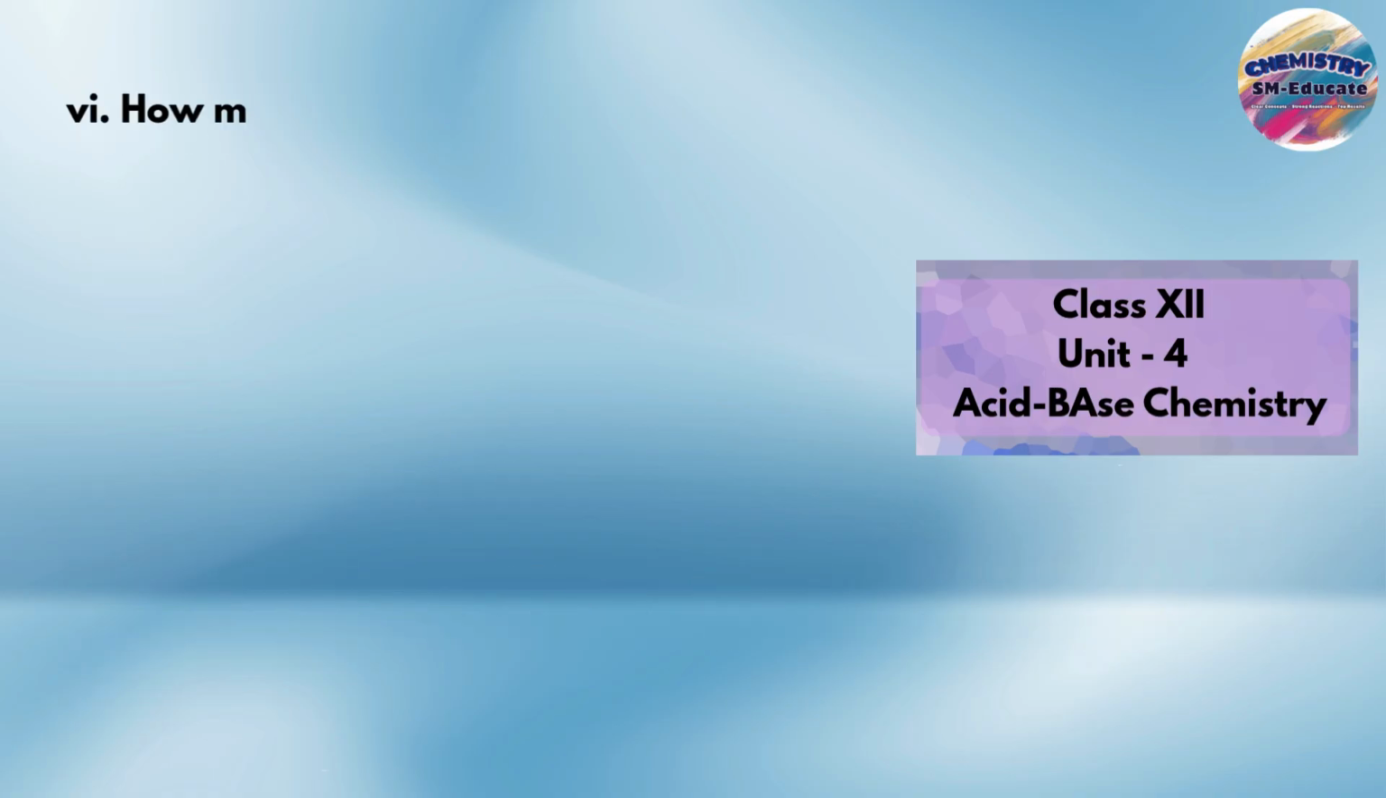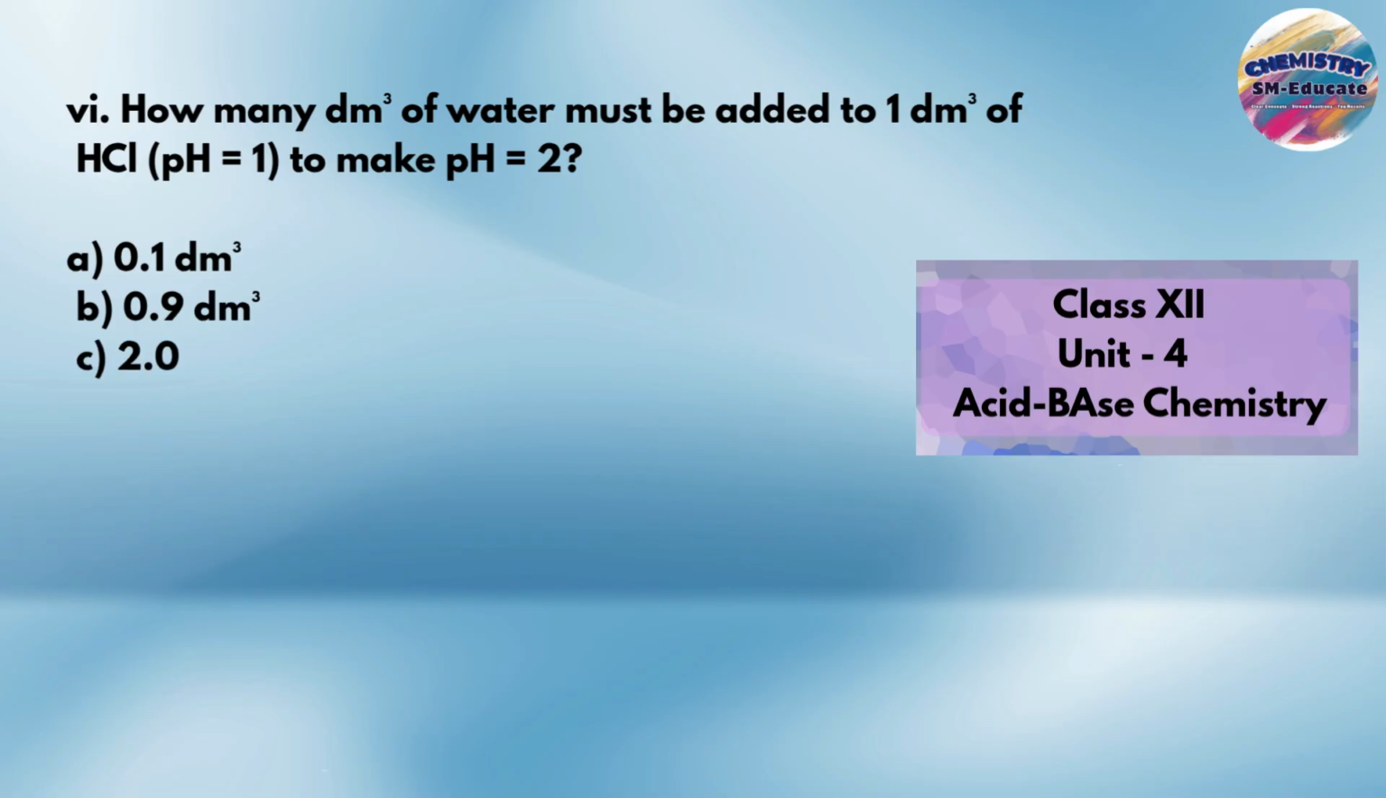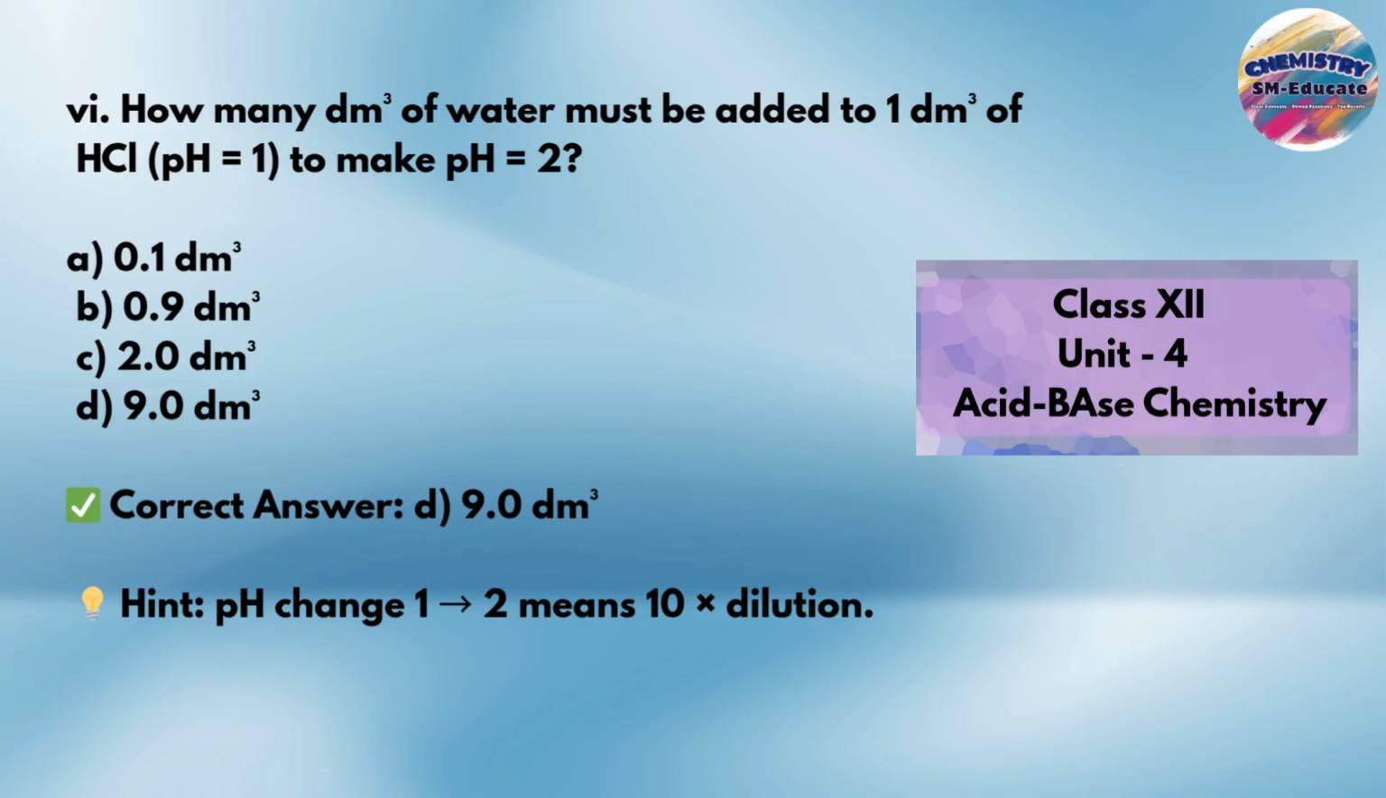Part 6. How many dm cubed of water must be added to 1 dm cubed of HCl, pH equals 1, to make pH equals 2? A, 0.1 dm cubed; B, 0.9 dm cubed; C, 2.0 dm cubed; D, 9.0 dm cubed. Correct answer: D, 9.0 dm cubed. Hint: A pH change from 1 to 2 means 10 times dilution.